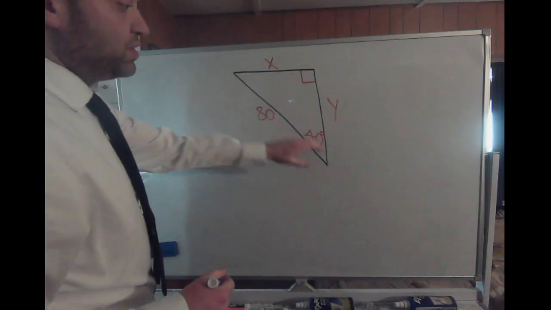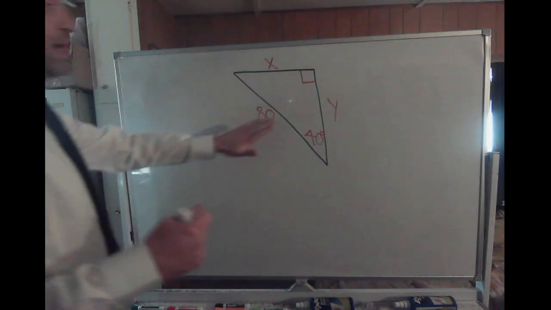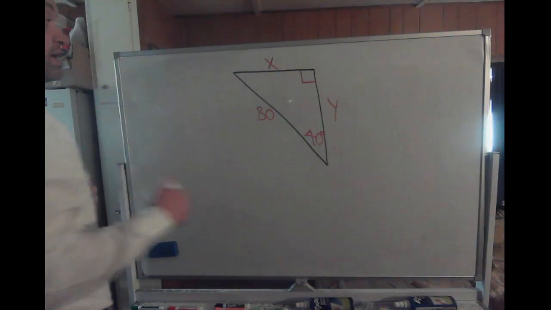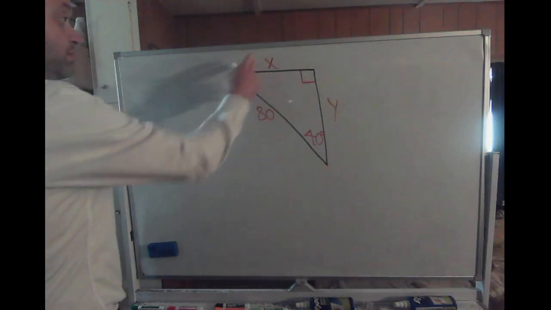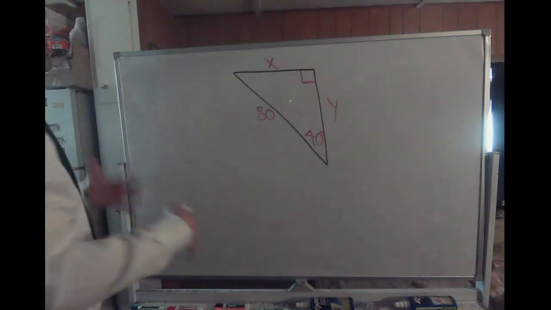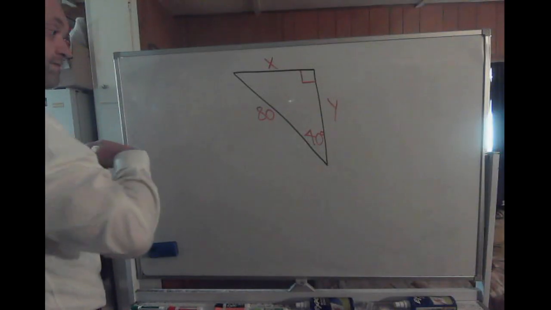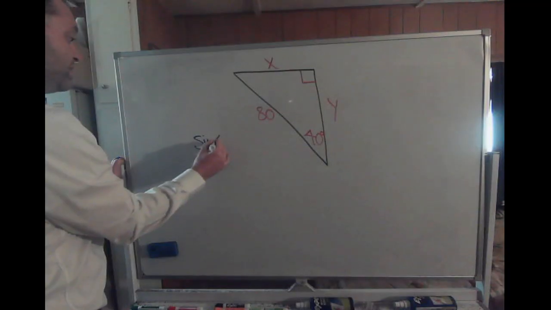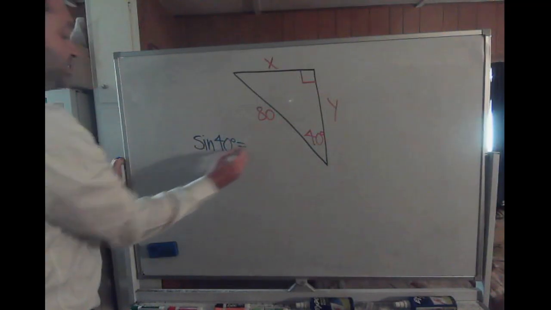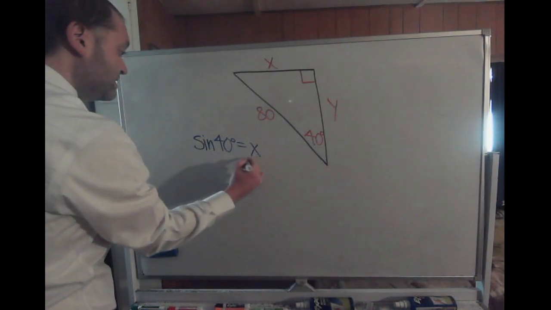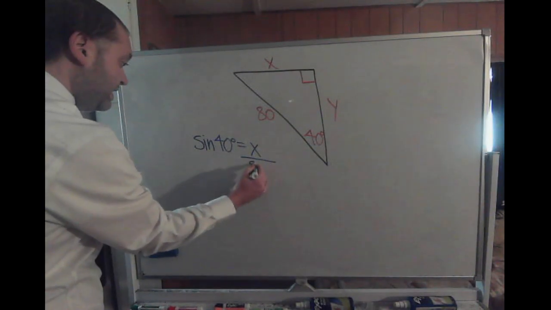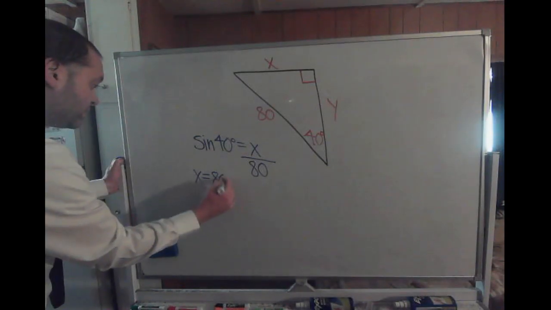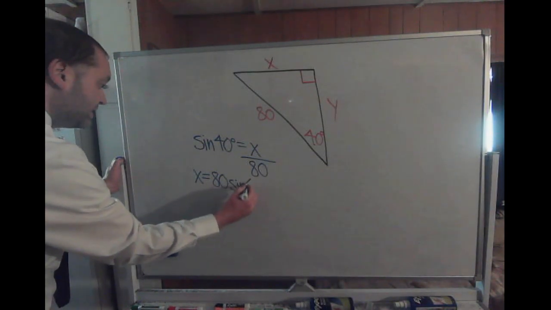Notice we have a right angle with a 40 degree acute angle. We have the hypotenuse with length 80. We've got to find the two legs. Let's solve for x first. x, of course, is the opposite leg from the 40 degree angle. Then you have the hypotenuse. Well, opposite over hypotenuse is the sine function, the sine ratio. So set up your sine ratio. This would be sine of 40 degrees is equal to your opposite leg of x over your hypotenuse of 80, which would then have to mean that x equals 80 times the sine of 40 degrees.